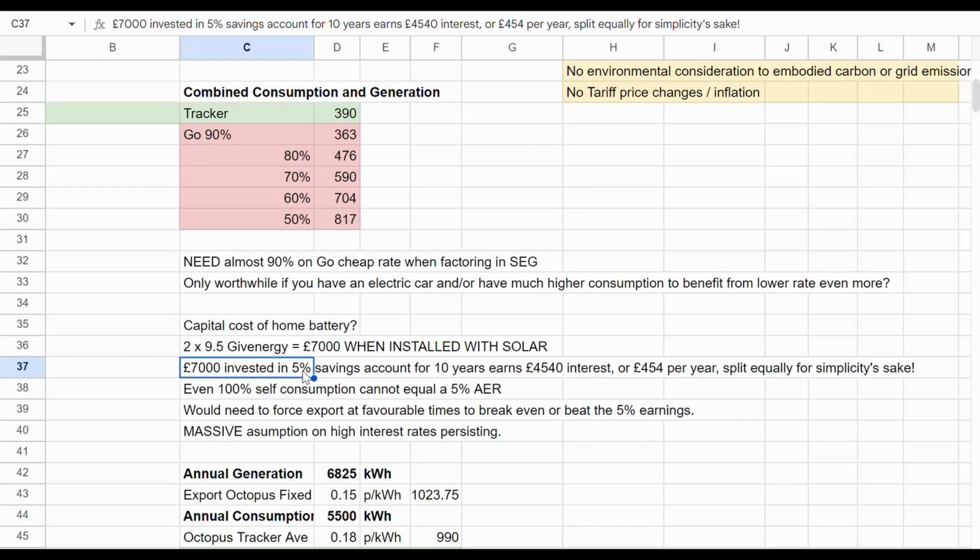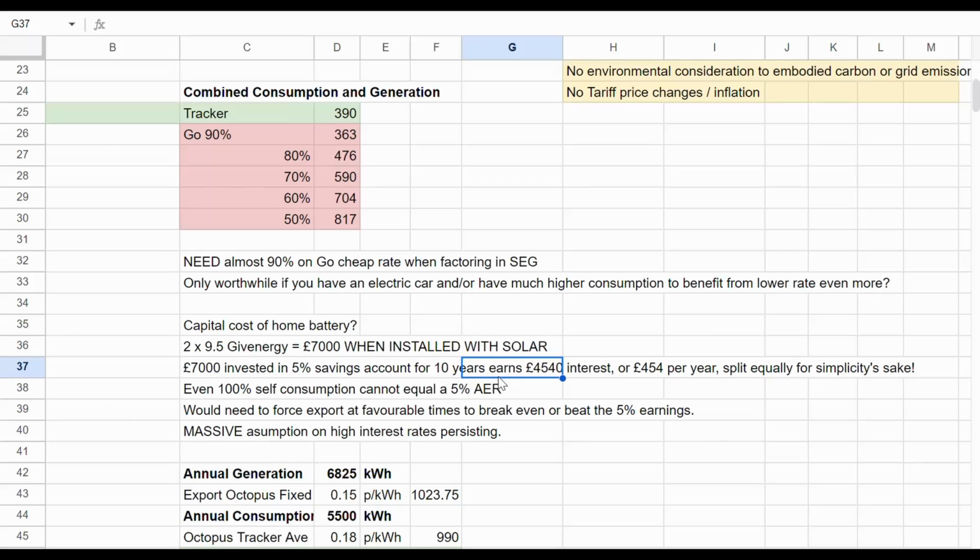£7,000 invested in a 5% savings account for 10 years. Again, loads of assumptions. That's probably not going to stay at 5%, but here we are anyway. It will earn you £4,540 in interest because of the compound effect. Split that equally, for simplicity's sake, £454 per year. You're going to really struggle to make your money back out of two 9.5 kilowatt hour Give Energy batteries if you're comparing it to a pure financial investment. And the opportunity cost of that is a factor if you're looking at this again purely financially speaking. No green credentials, no grid independence, no other factors, just financially speaking.